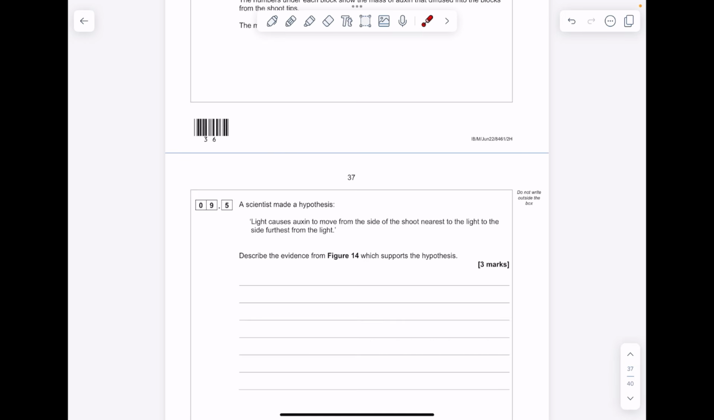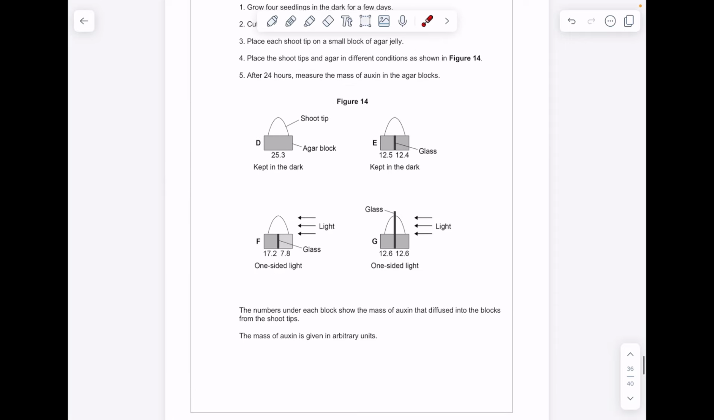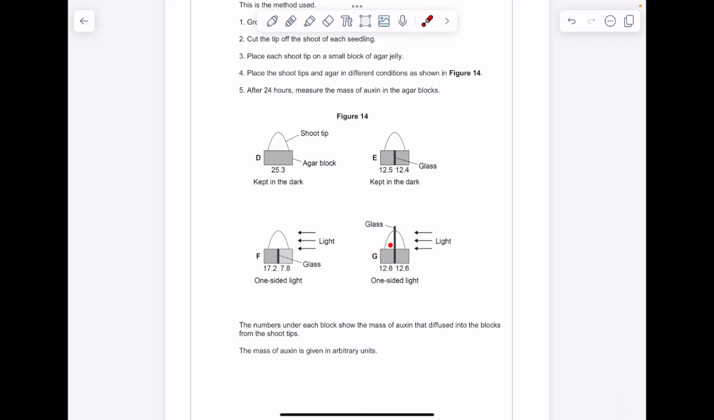A scientist made a hypothesis: light causes auxin to move from the side of the shoot nearest to the light to the side furthest from the light. Describe the evidence from Figure 14, which supports this hypothesis. Yes, that is definitely supported because, look, the key thing here is that auxin can move in this shoot because there's no glass. So the glass here is preventing the auxin reaching this side of the shoot.